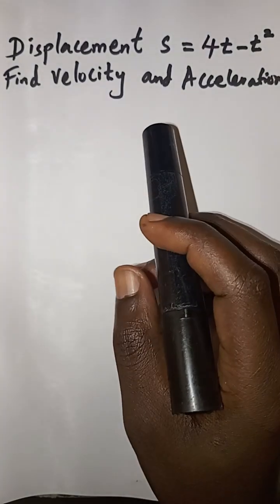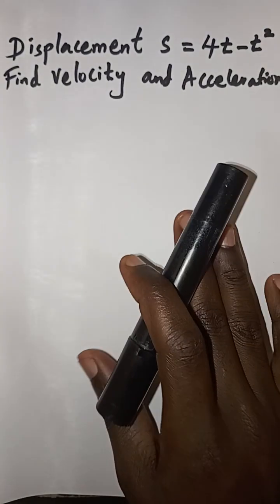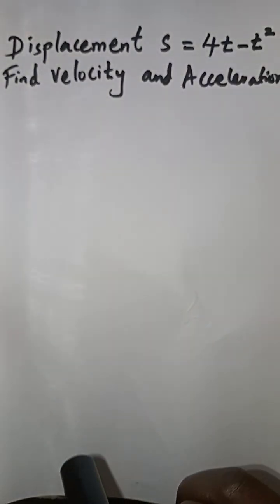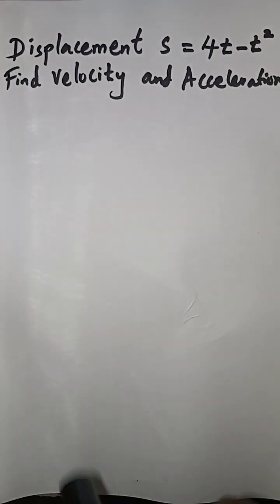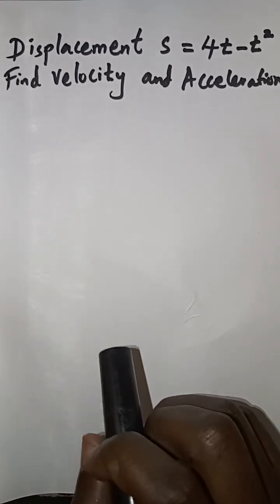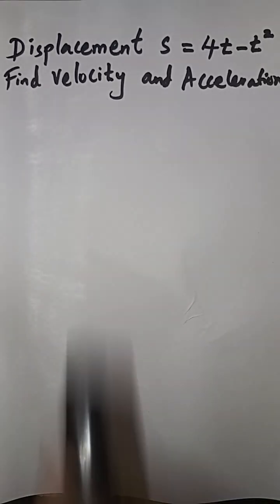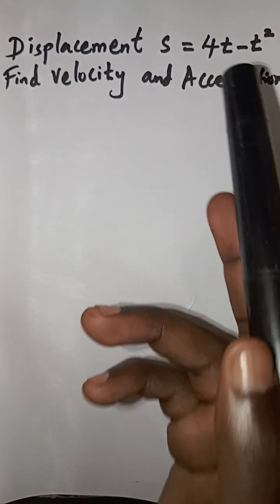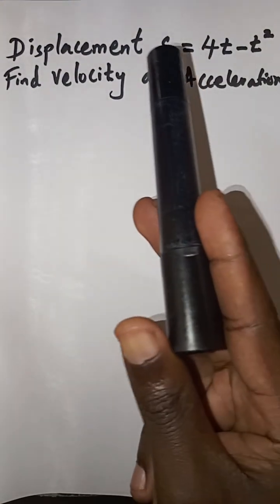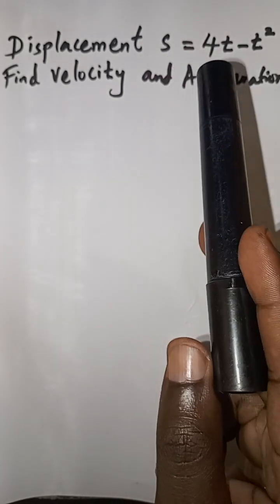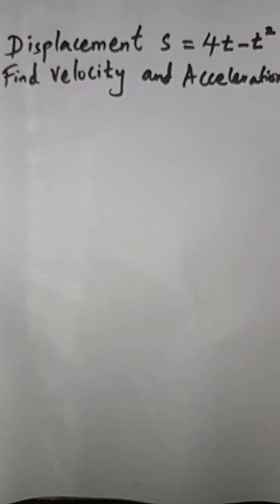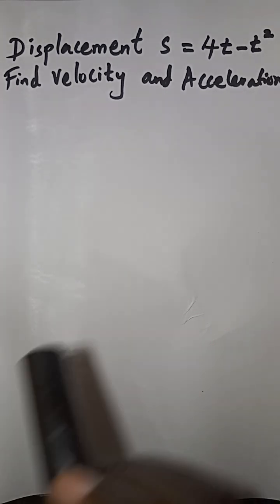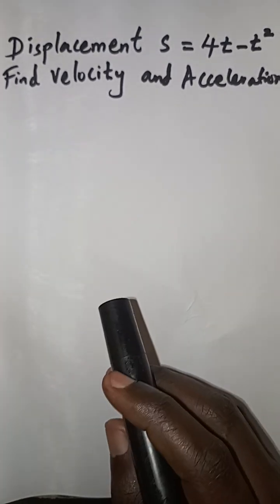Welcome to another video. Today we are dealing with the calculus kinematics equation involving displacement, velocity and acceleration. Given that the displacement of a particle moving is given by s equals 4t minus t squared, find the velocity and acceleration. We are going to take you through step by step up to the final solution.